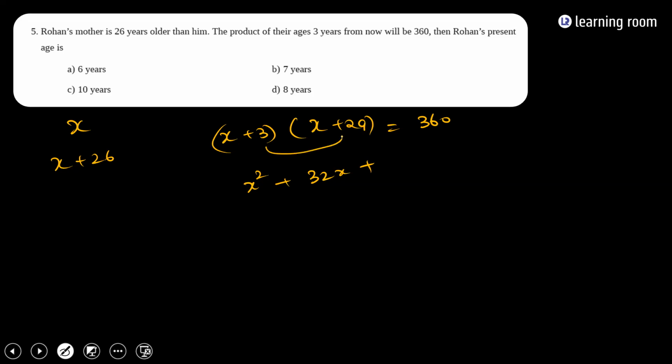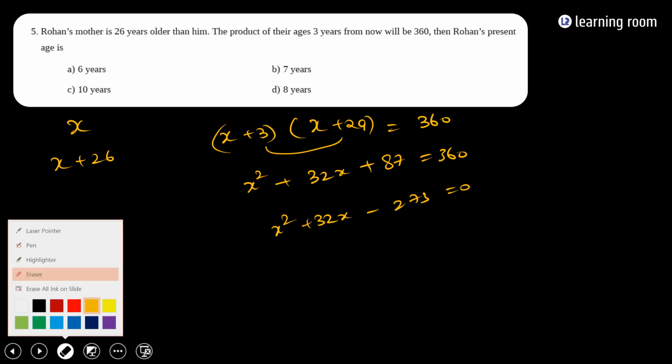No, I'm saying I have to first multiply and then bring the 360. Oh, okay. So 29 threes is 87. 87 plus 87 is equal to 360. So x squared plus 32x minus, you're getting 273. Okay, so what are the factors of 273? 7, 3, and 13. I took the numbers 39 into 7, into minus 7.